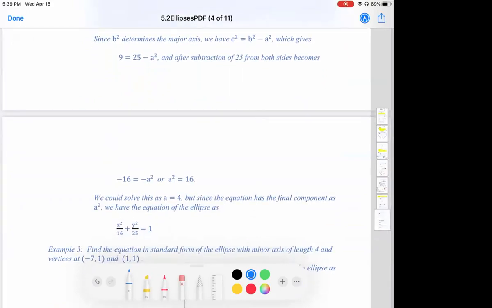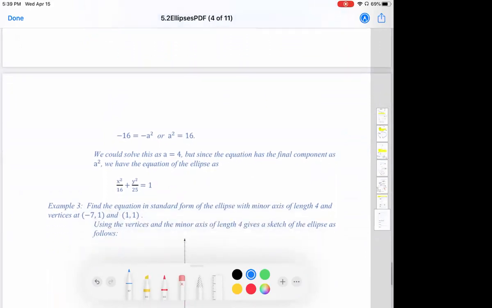-16 equals -a squared. So a squared is 16. We could solve this as a equals 4. But since the equation has the final component as a squared, we have the equation of the ellipse as x squared over 16 plus y squared over 25 equals 1.